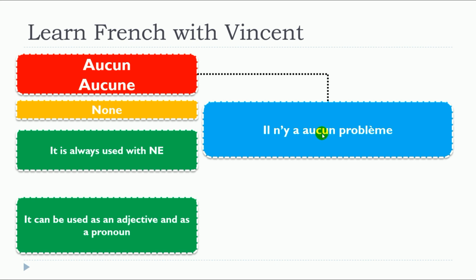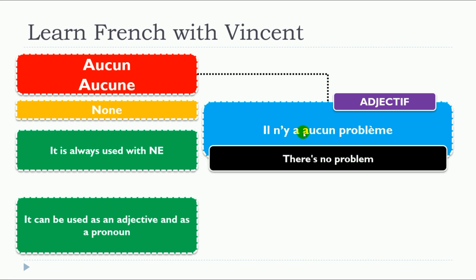Il n'y a aucun problème. So in that situation, c'est adjectif. As you can see here, aucun is in the masculine singular because problème is masculine singular. Il n'y a aucun problème.